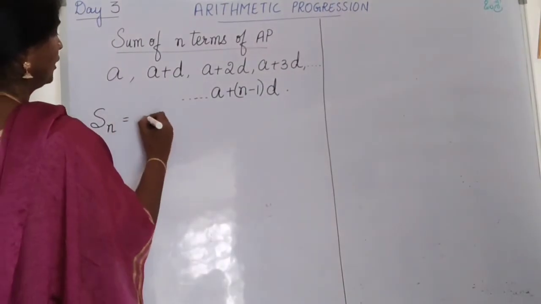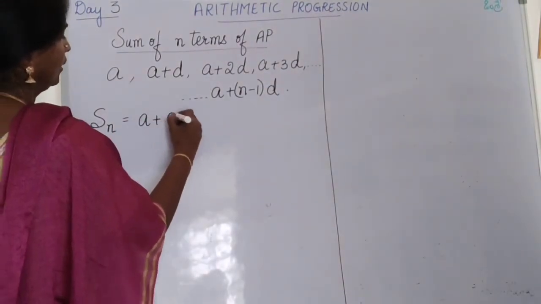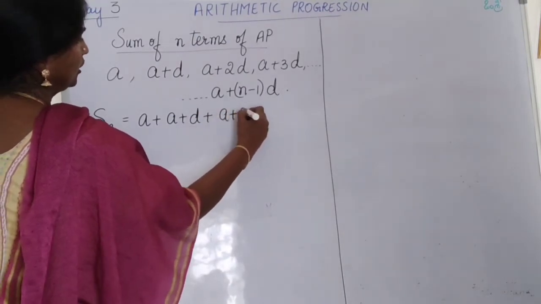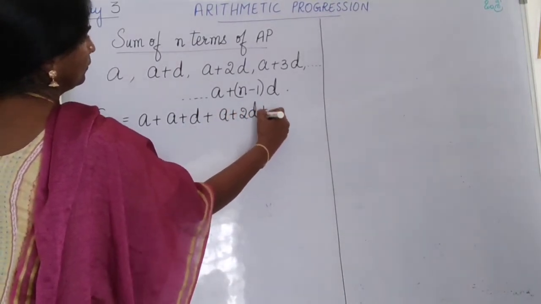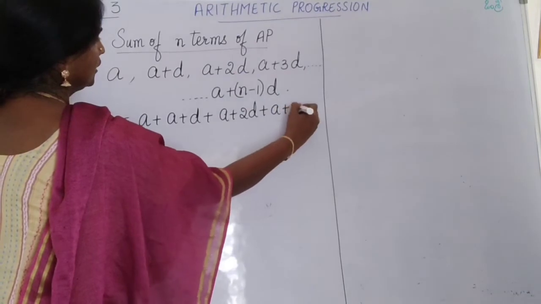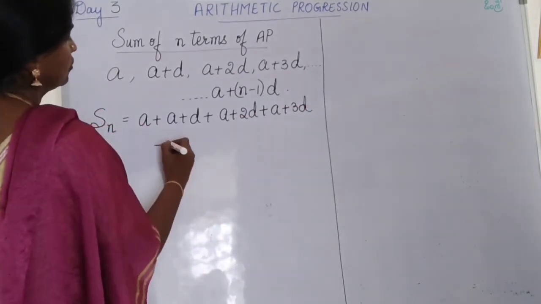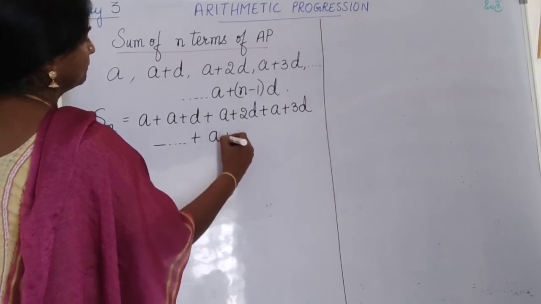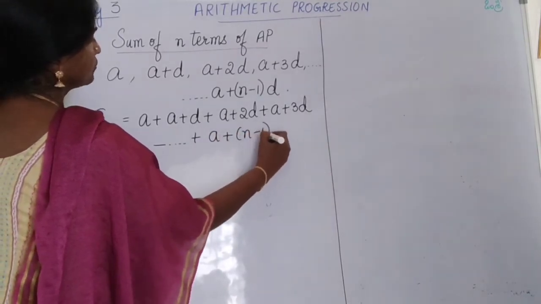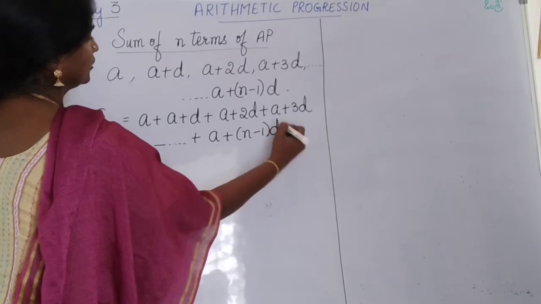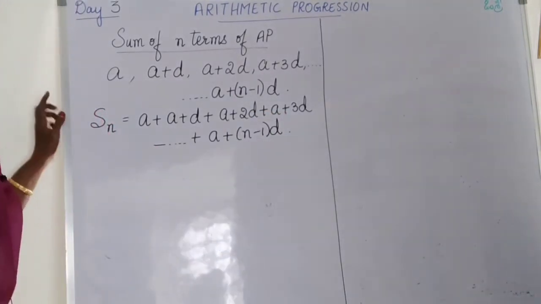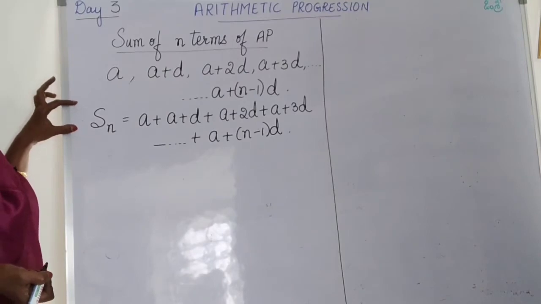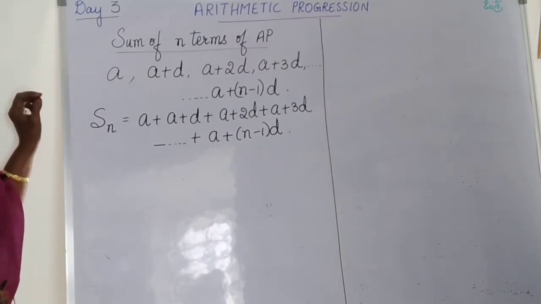Then it will be the sum of a, a plus d, a plus 2d, plus a plus 3d, and so on, till a plus n minus 1 into d. So this is the representation of the sum of n terms here.